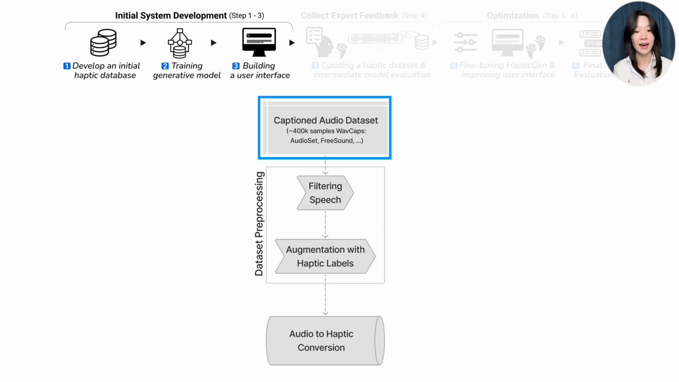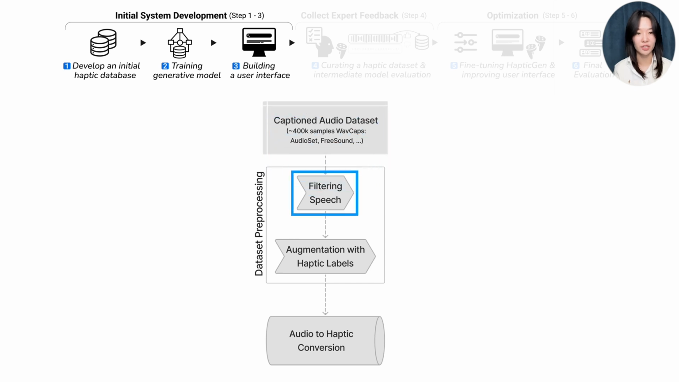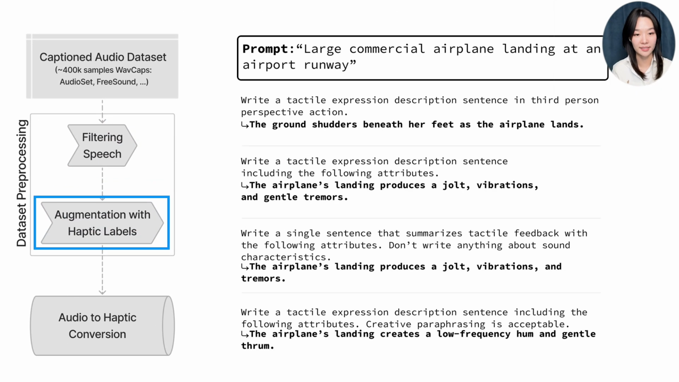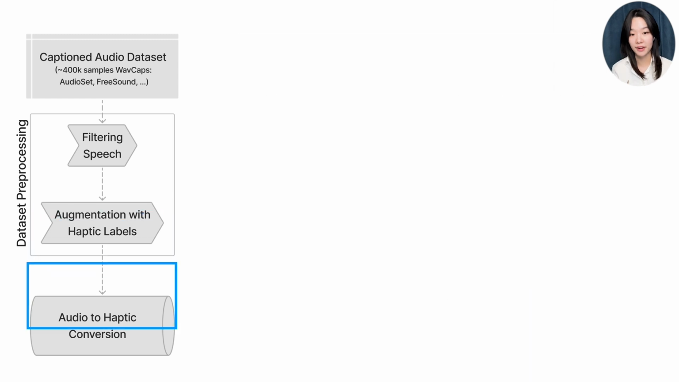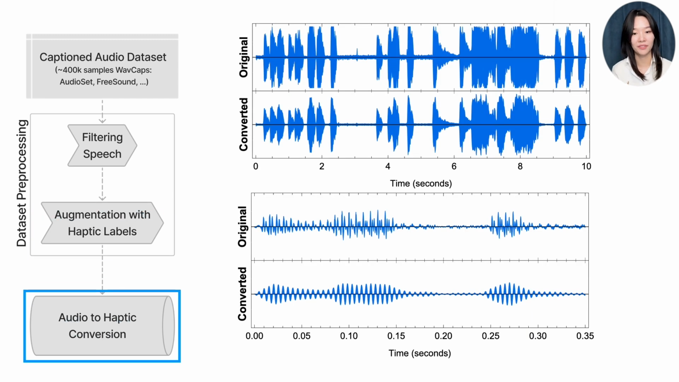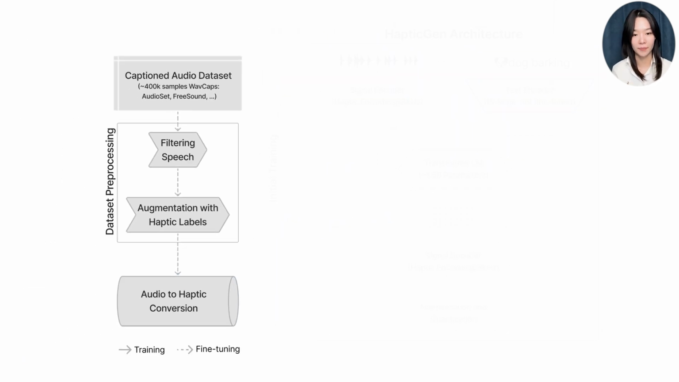Then we filtered out samples containing any speech audio, because speech-related audio typically doesn't translate efficiently into viable tactile feedback. Next, we augmented our dataset with haptic labels by automatically generating tactile-focused captions using an LLM. Finally, we converted existing audio files into viable tactile signals, optimizing their intensity and timing for effective haptic perception. And this is our pipeline.